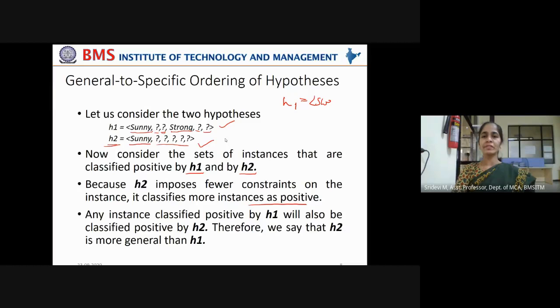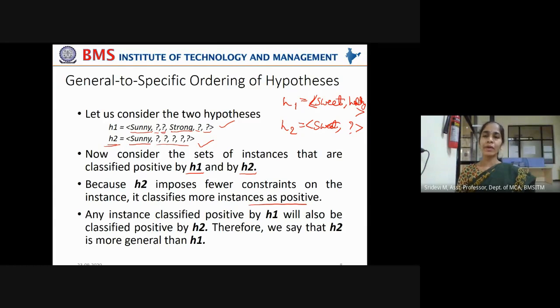Because H2 imposes fewer constraints on the instance, it classifies more instances as positive. I'm trying to give an example here. For H1, I want a food which is sweet as well as healthy. And my second hypothesis is I want a food which is sweet, and I'm not bothered whether it is healthy or not.